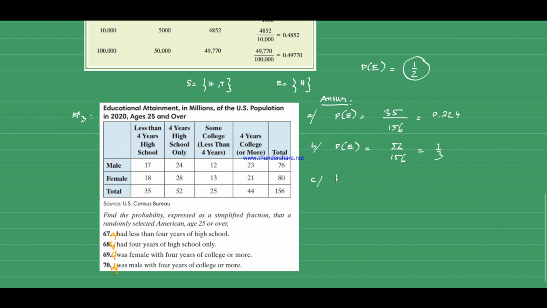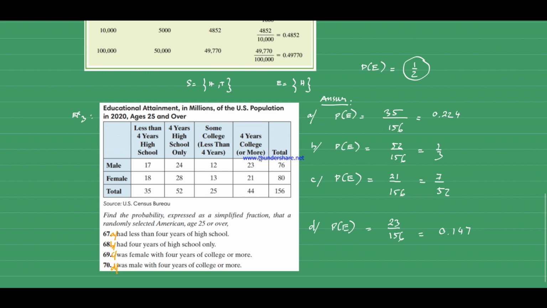And part C is a female with 4 year college or more. So female is 21 over 156, which simplified will be 7 over 52. And finally, we want to find the probability of 4 year college or more male, so it will be 23 over 156, which is about 14.7%.